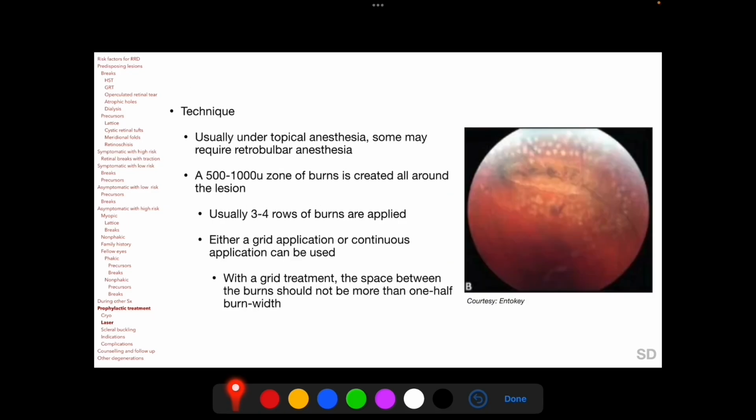Laser photocoagulation can usually be performed under topical anesthesia, but some patients may require retrobulbar anesthesia. A 500 to 1000 micron zone of burns is created all around the lesion, and usually 3 to 4 rows of burns are required. Either a grid application or a continuous application can be used, and with a grid treatment, the space between the burns should not be more than 1/2 burn width.